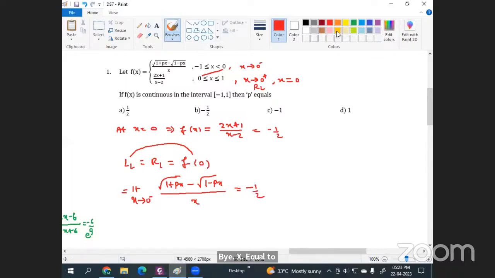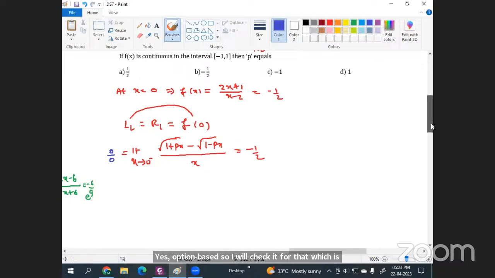Left side, what are we getting? If you substitute x equal to 0, I am getting the 0 by 0 form. So Nagapriya, raise the hand. Let me check. Yes, option B, sir. So I will check which is the right option, Nagapriya.